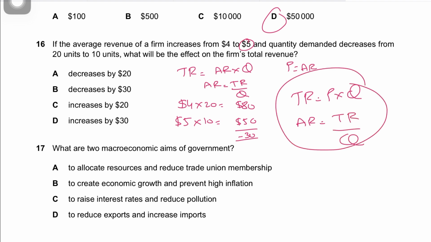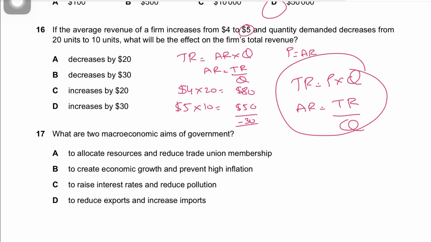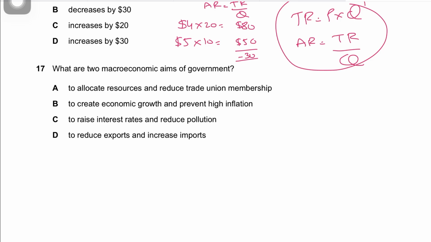Learn these formulas. Question 17, what are the two macroeconomic aims of the government? Pretty simple question. The answer has to be B, to create economic growth and prevent high inflation. Option A, allocating resources is mainly a microeconomic issue, and reducing trade union membership is not a standard macroeconomic objective. In C, raising interest rates is a policy tool, not an economic aim. Similarly, reducing pollution is important, but it is not usually classified as one of the major macroeconomic objectives.